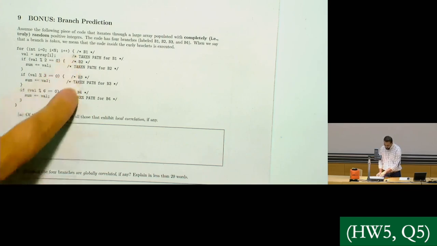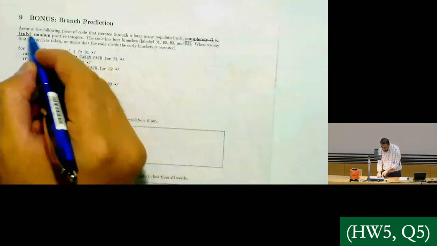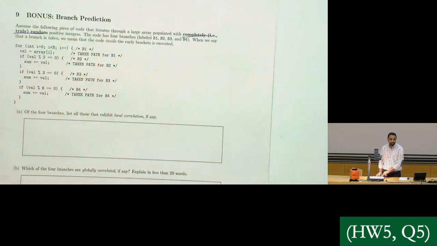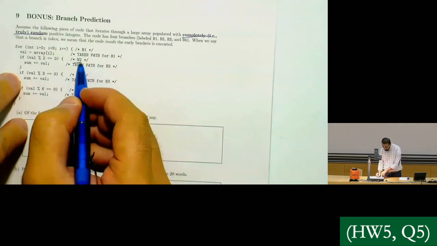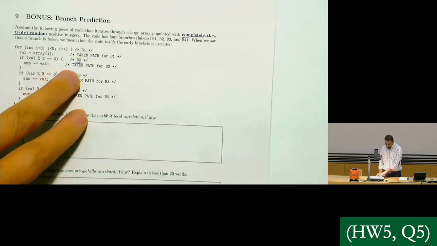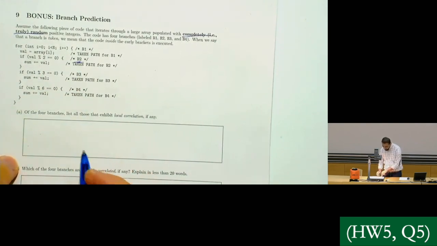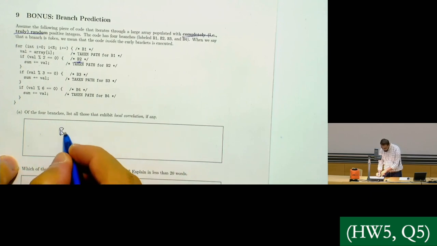But for branch 2, branch 3, branch 4, I'm trying to examine the value of the element, and it says here it's completely random. So if I know that from the previous iteration branch two was not taken, I cannot predict for the current iteration whether B2 will be taken or not. So that's why the locally correlated branch is only B1.